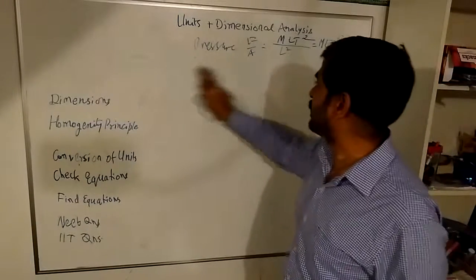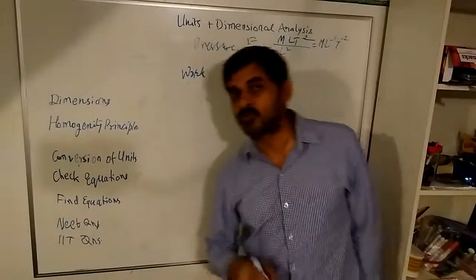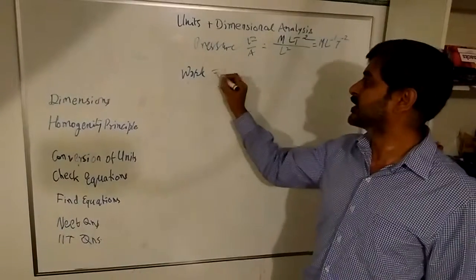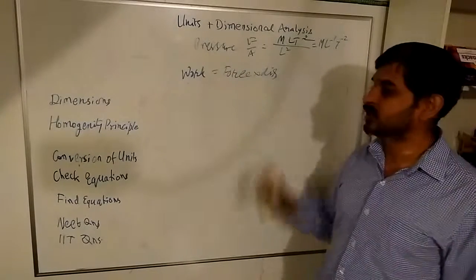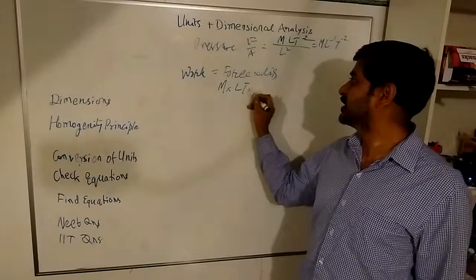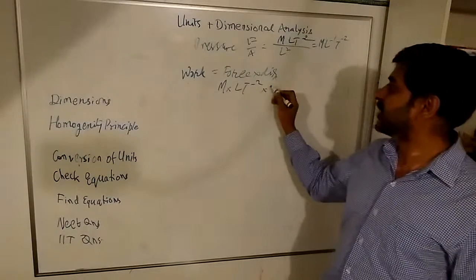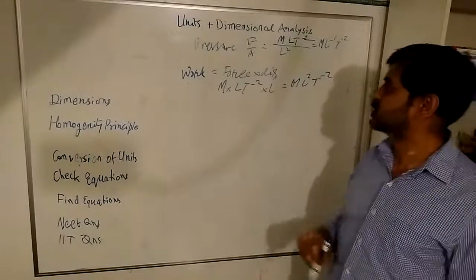Let's move on. The next thing would be the work done. Work is defined as force multiplied by distance. So we write force multiplied by distance, and force has the dimensional formula mass into acceleration. Acceleration is L T to the power -2, multiplied by the distance L. So it is M L square T to the power -2.